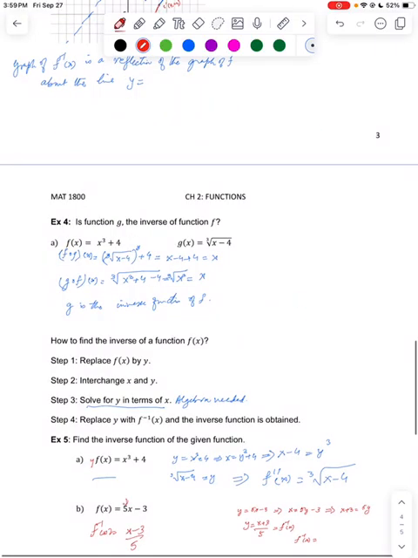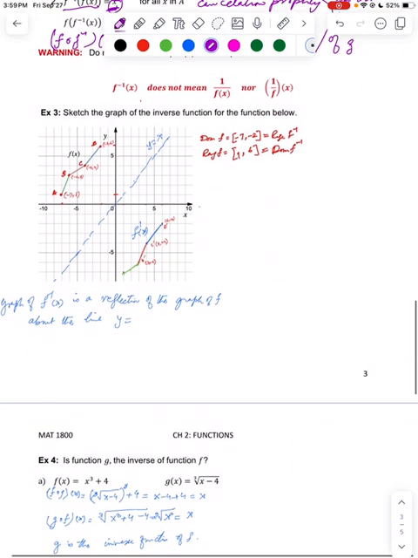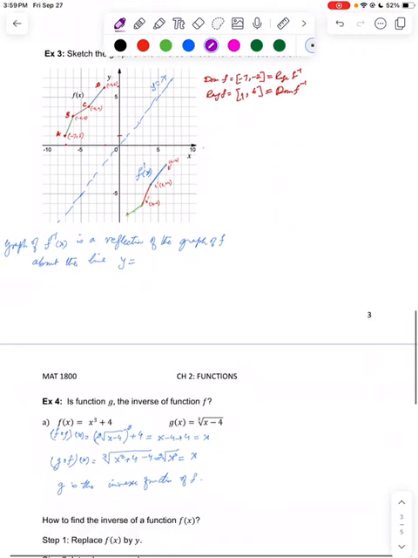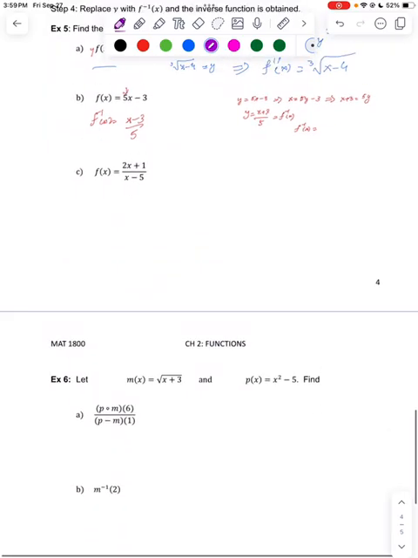So I will start again by writing y in place of the function name, which in this case is also f of x. So I will start by saying y equals (2x plus 1) divided by (x minus 5). And the next step is to interchange x and y.